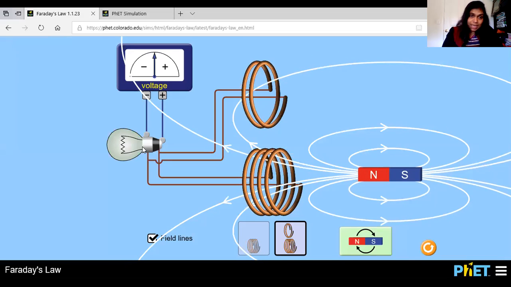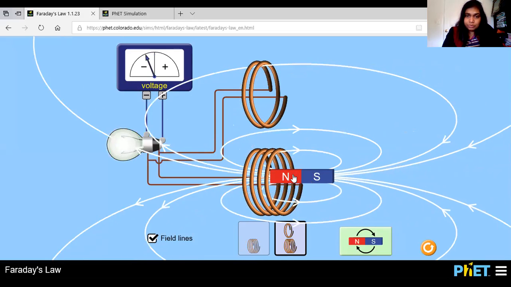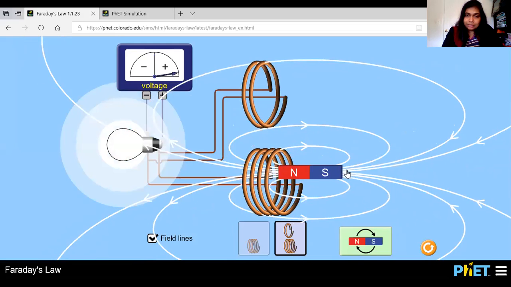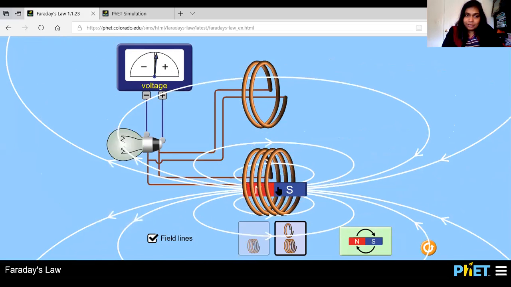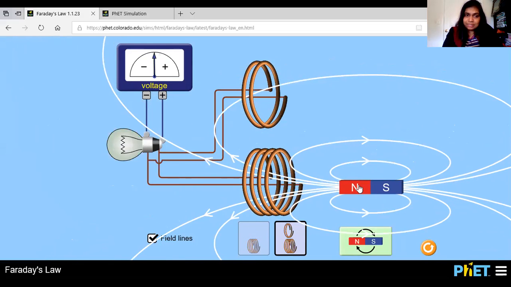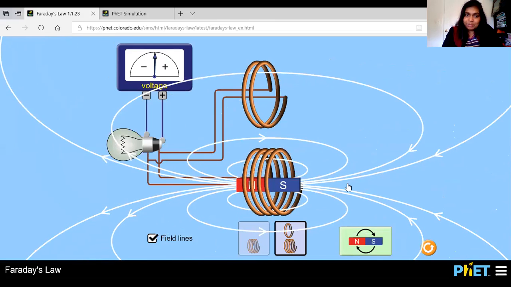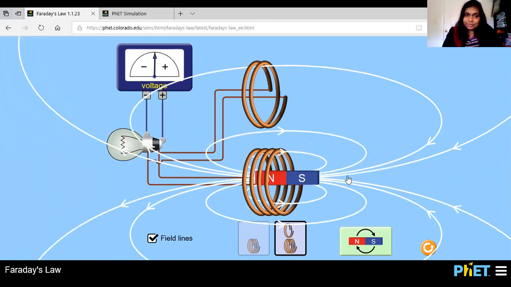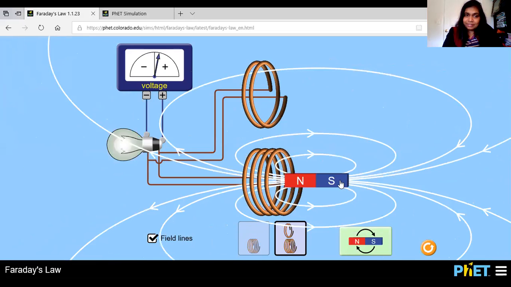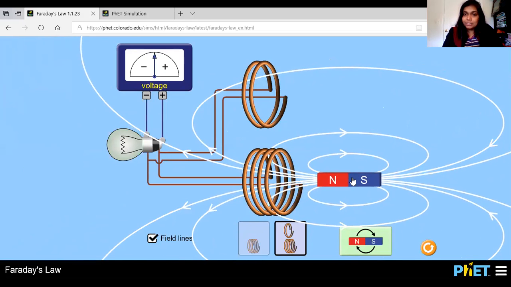Now here we have a bulb and a voltmeter, and there's no battery, so there's no way that I can light the bulb. But observe this: when I move the magnet, when there's a movement in the magnet, I can light up the bulb, right? You see that? But there's no battery. So it's happening due to this motion of the magnet, right?